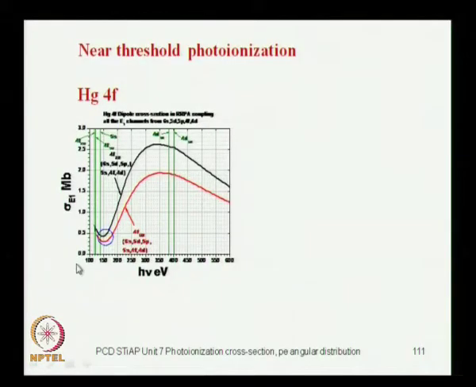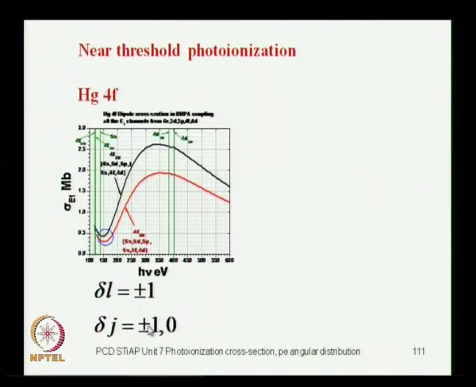So now let me show you the result for mercury 4f, and in this case you have a local minimum over here, and it would be tempting to suspect that this is a Cooper minimum, but then it is not. The reason it is not a Cooper minimum is because your initial state is 4f, and from 4f you can have dipole transitions, in the dipole approximation, where delta L is either plus or minus 1 and delta J is plus or minus 1 or 0.